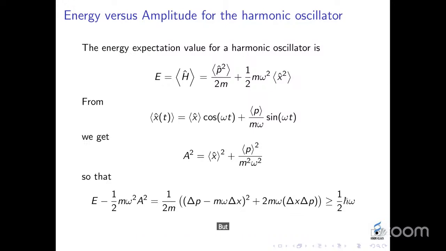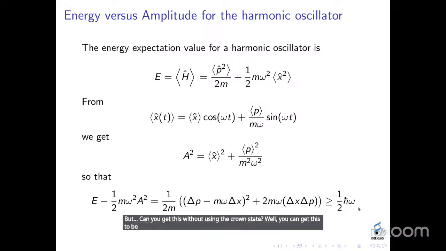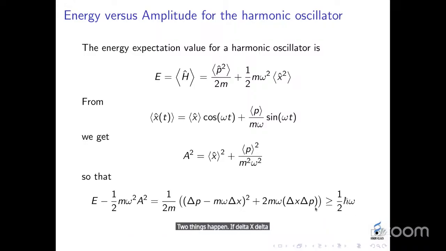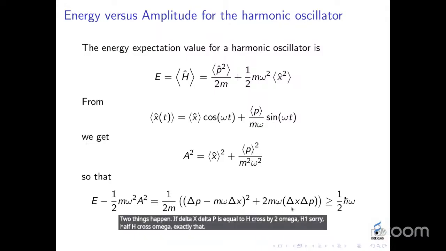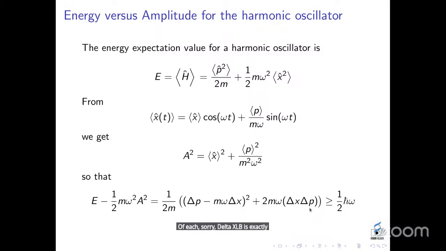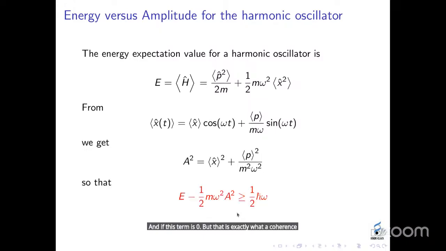But can you get this without using the ground state? Well, you can get this to be equal to half h cross omega if two things happen. If delta x delta p is equal to h cross by 2, so that the term is half h cross omega, exactly that. Delta x delta p is exactly half h cross. And if this term is 0. But that is exactly what a coherent state obeys.